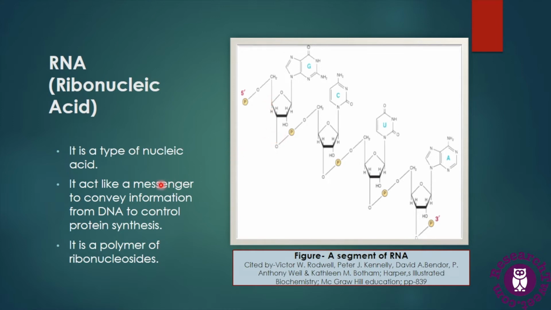Now RNA acts like a messenger to convey information from DNA to control protein synthesis. RNA is mainly involved in the process of protein synthesis. However, it also acts as genetic material in some cases, like in viruses or in some prokaryotic organisms, but this is not its main function. RNA acts like a messenger for DNA and it is a polymer of ribonucleosides.